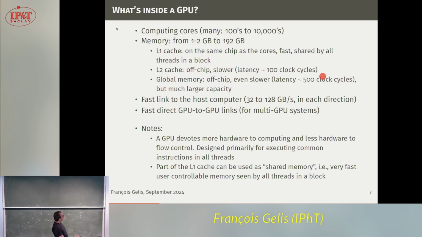And the number I found by Googling is that the latency, so the time it takes before a thread that wants some piece of data which is in the L2 cache gets that data, is typically of the order of 100 clock cycles. So it's rather slow. And then the global memory is also not on the chip. It's even slower. The typical latency now is around 500 clock cycles, but you have, of course, a much larger amount of memory in this part.